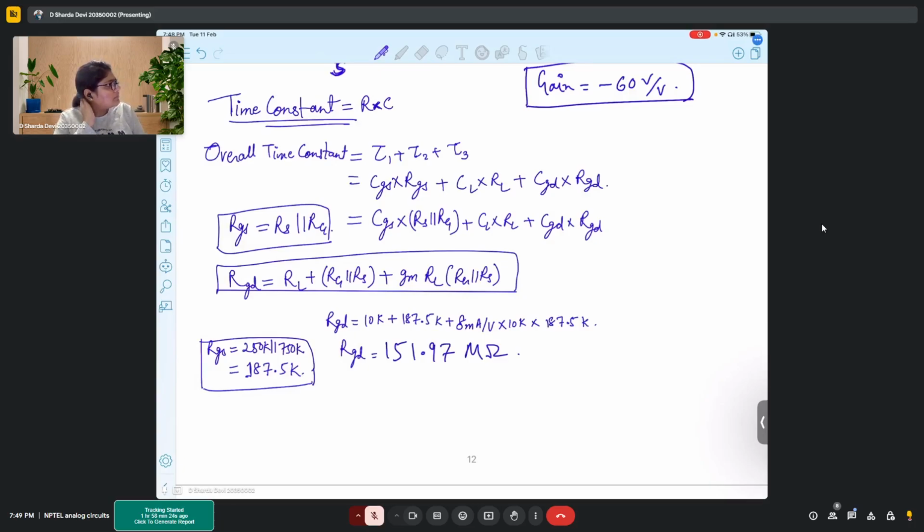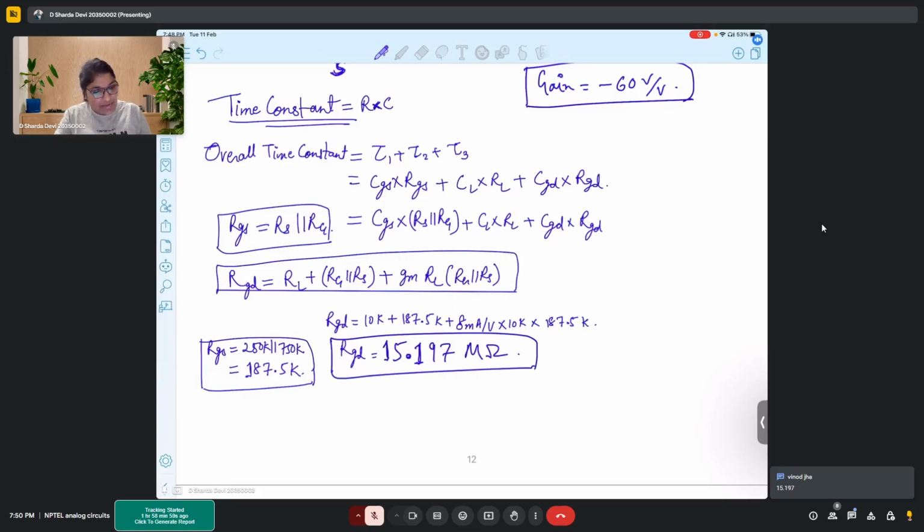I guess the decimal place is a little off. Is it correct, ma'am? It's 15197.5 kilo ohms, which means one decimal is missing. Can you check once? 15 mega, yes, it's 15 mega. So it's 15.197 mega ohms, right?